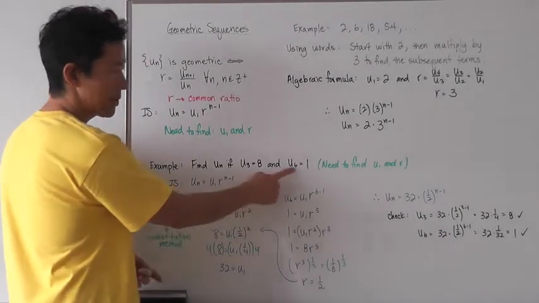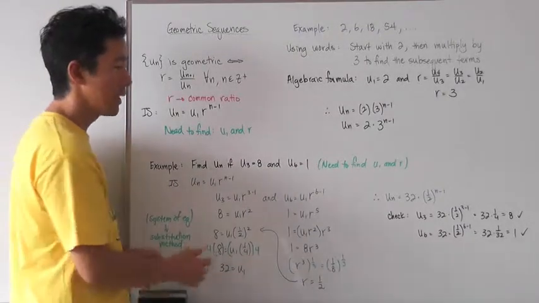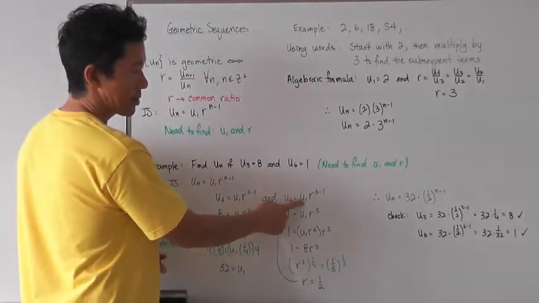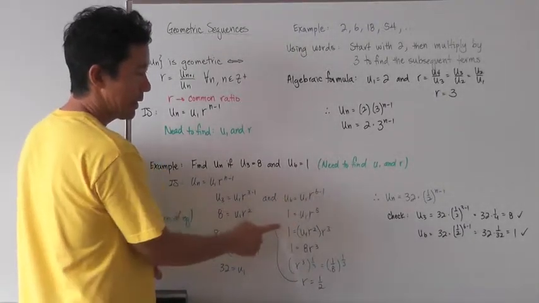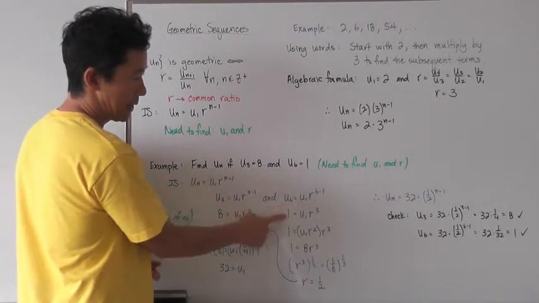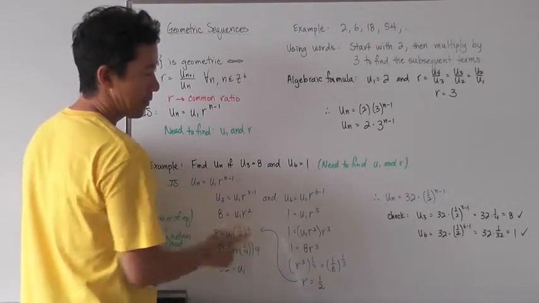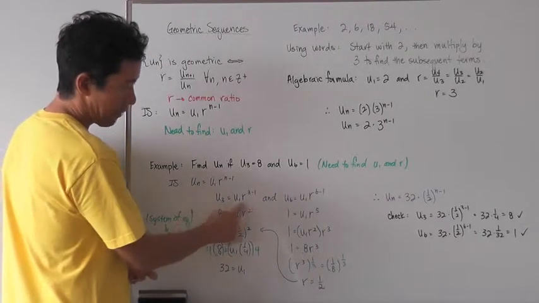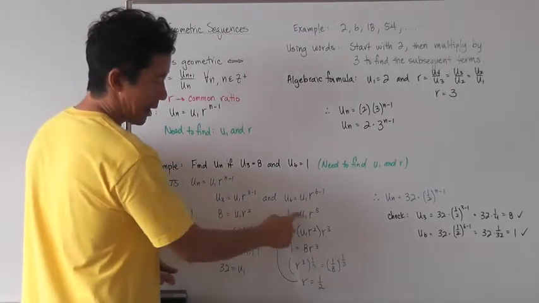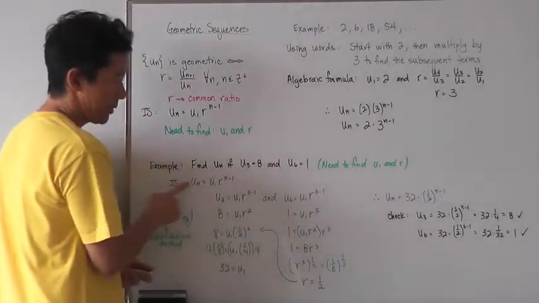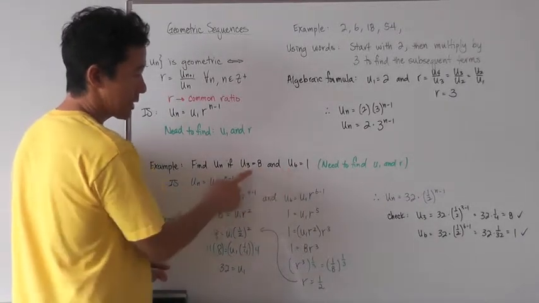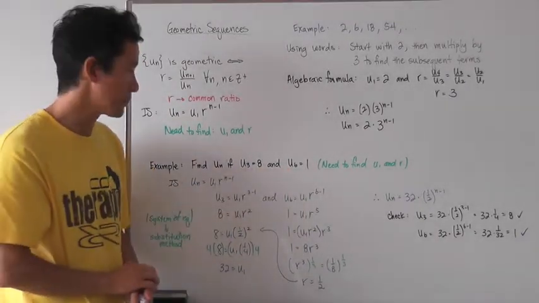Now, I'm also going to be able to do the same thing with u sub 6 is equal to 1. So u sub 6 is going to be equal to u sub 1 r to the 6 minus 1, and u sub 6 again is equal to 1 is equal to u sub 1 r to the 5th. So notice that I have this equation here and this equation based upon my initial statement and what the question is giving me as initial information.